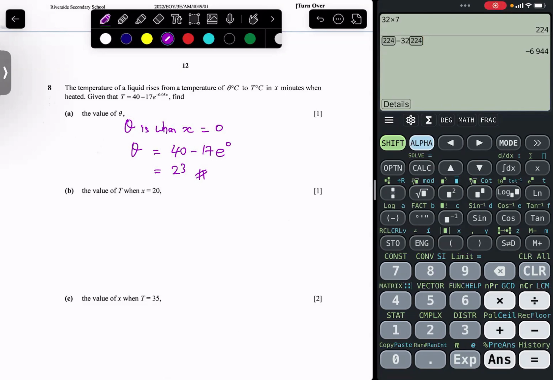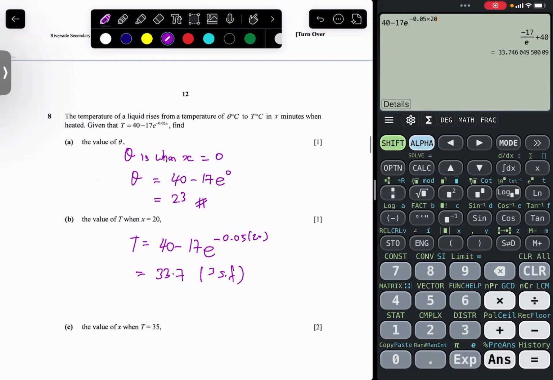Now, the value of T when x equals 20. So T equals 40 minus 17e to the power of negative 0.05 times 20. This one we just key into the calculator: 40 minus 17e to the power of negative 0.05 times 20. So that is 33.7, 3SF.